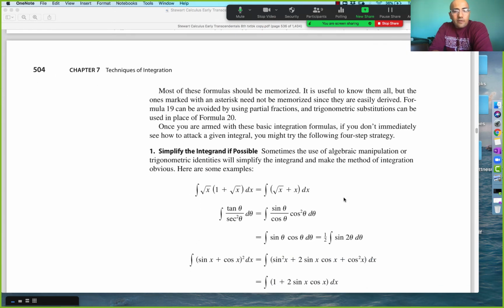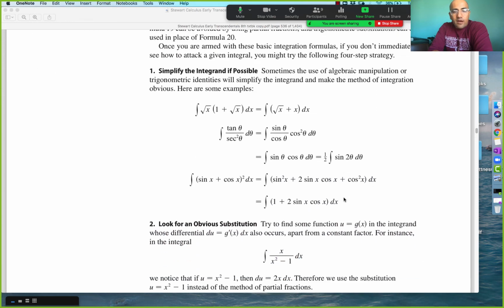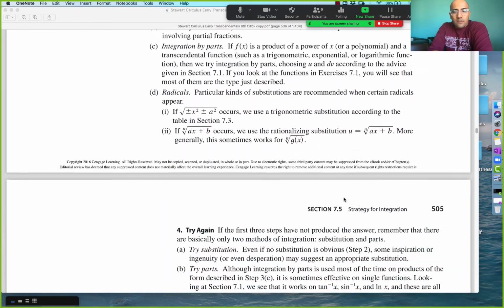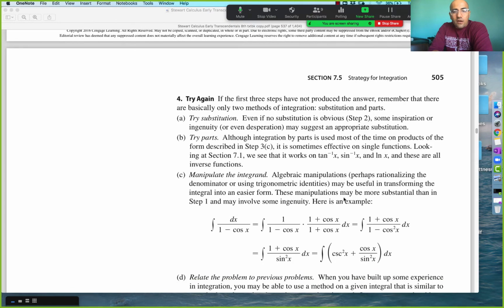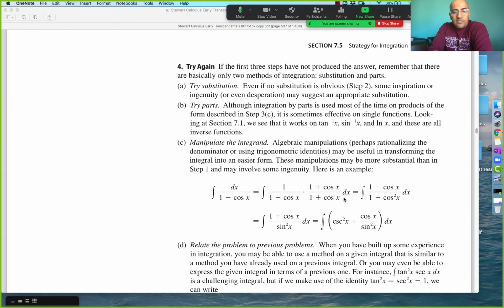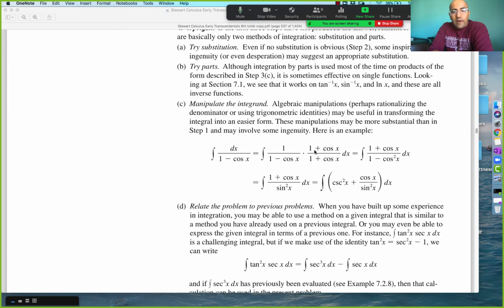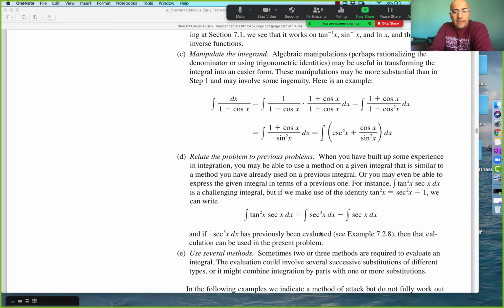Okay, so they talk about some strategies: simplify if possible, look for obvious substitution. They're just giving you strategies on how to proceed and what usually works. Little tricks about rationalizing. Sometimes that works out. If you rationalize the denominator, you end up with something useful. Look out for trig substitutions that can help.